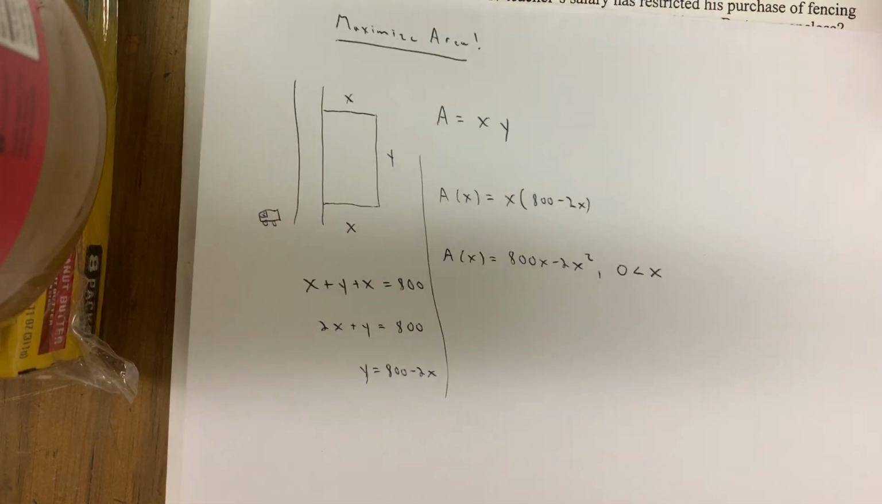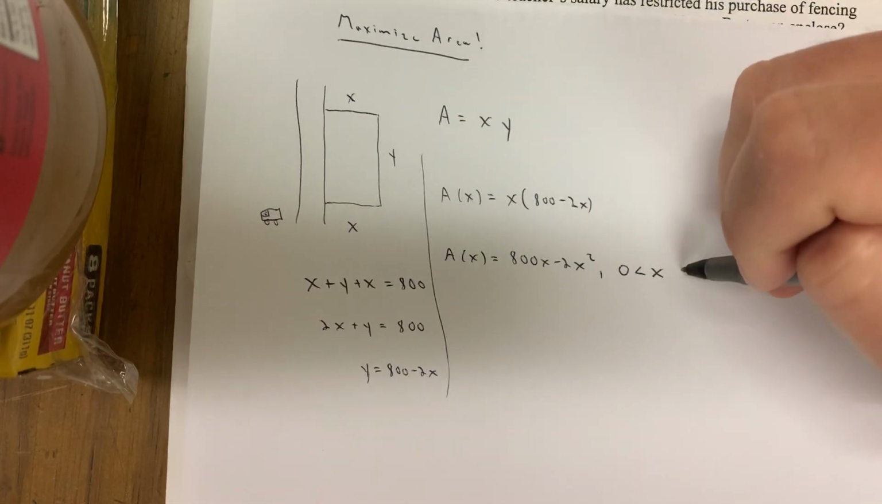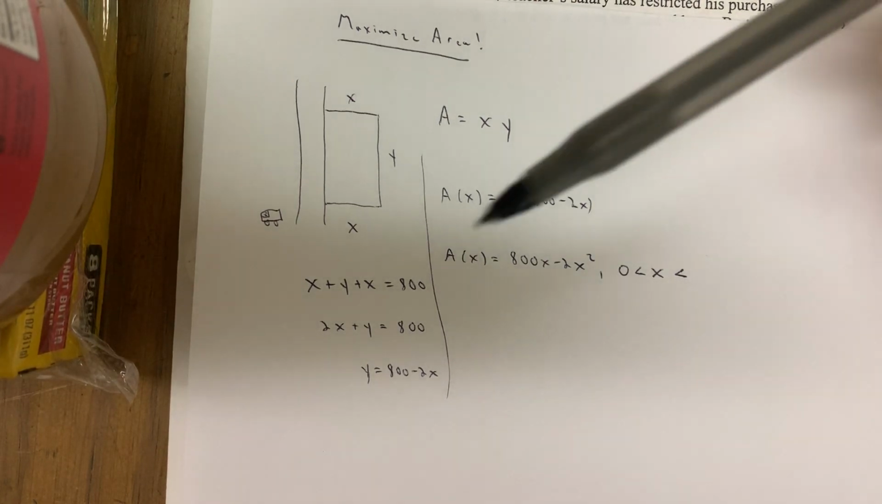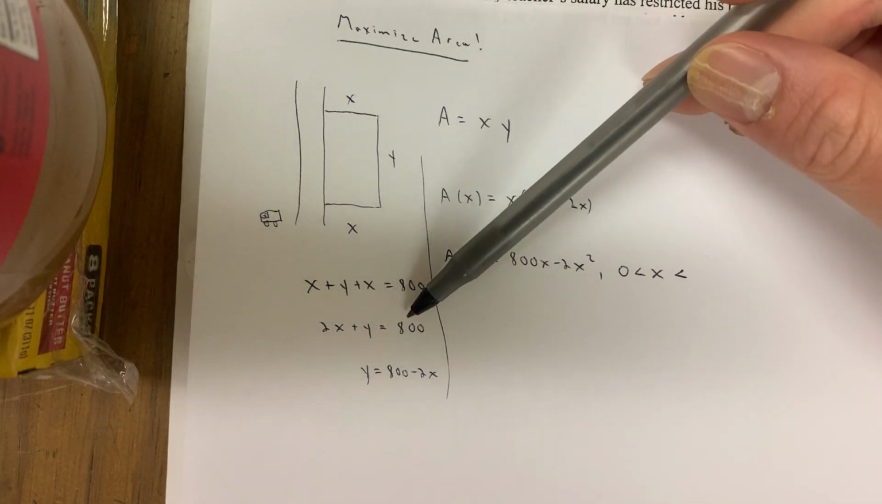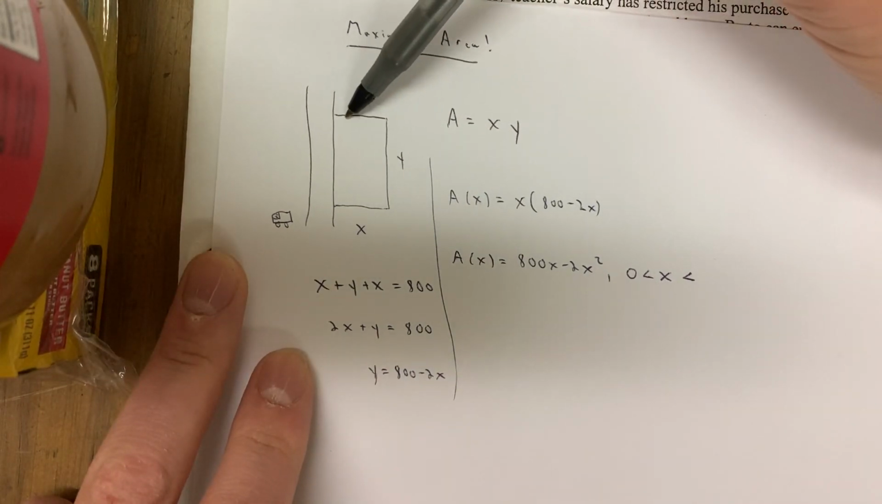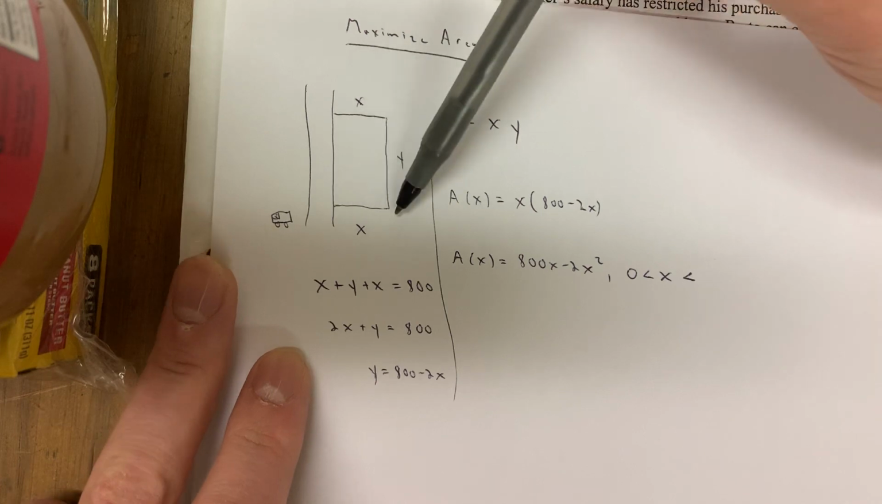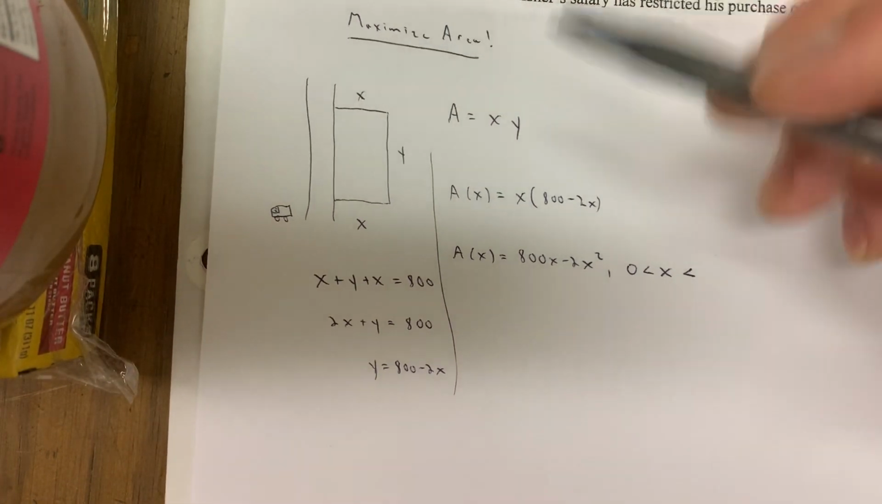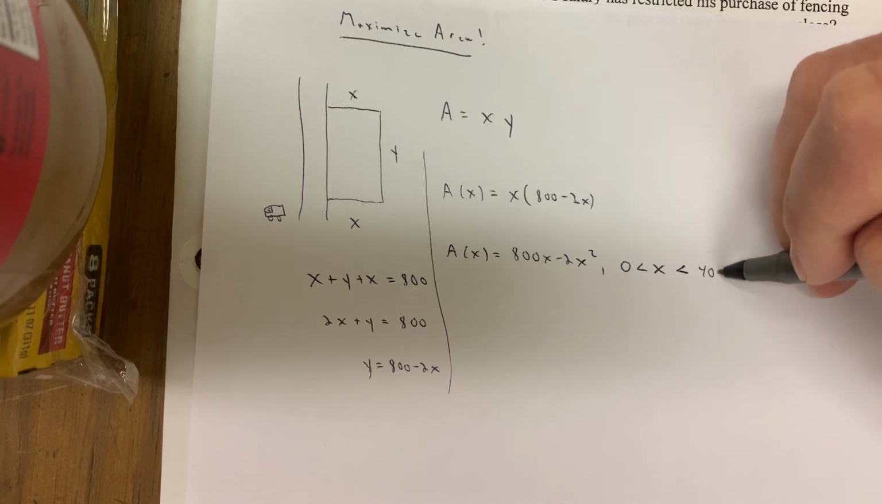Weird way to write it, right? But that's because there's an upper element of the domain. There's something that x actually can't be bigger than. A lot of people want to say it's 800 because we only have 800 meters of fencing. But there are two x's. Okay, so if this x happened to be 800, this x would also be 800. And that's 1,600 meters of fencing. That's too much. That's why the maximum thing x could actually be is 400.